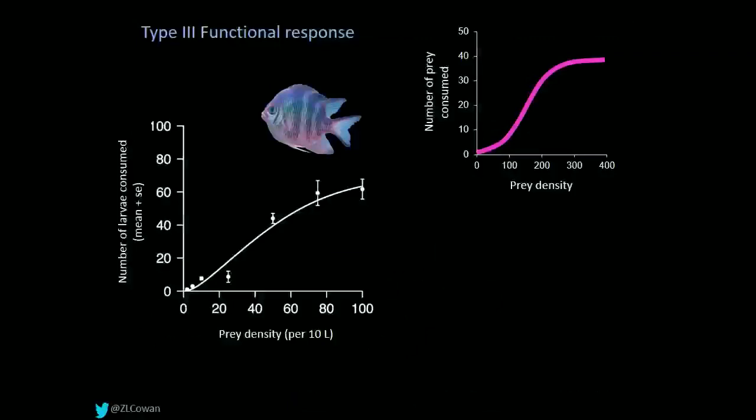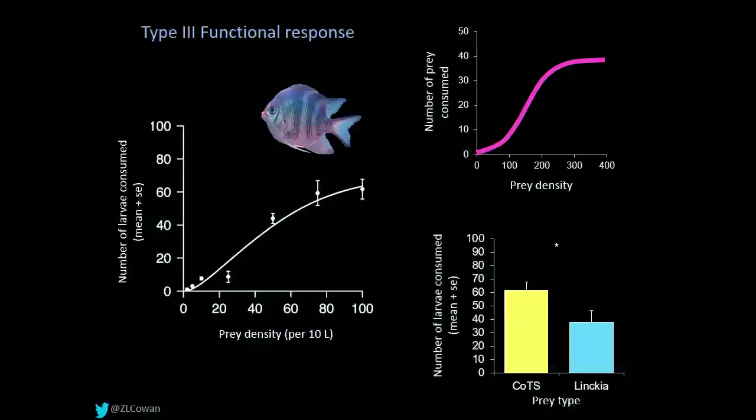So for one species, the analyses suggested a type 3 response, so the feeding rate increases with increasing prey density. This species is also really abundant on coral reefs. And remember also that it consumed COTS at a higher rate than other starfish species. So this suggests that this predator could be really important in reducing high densities of larval COTS.